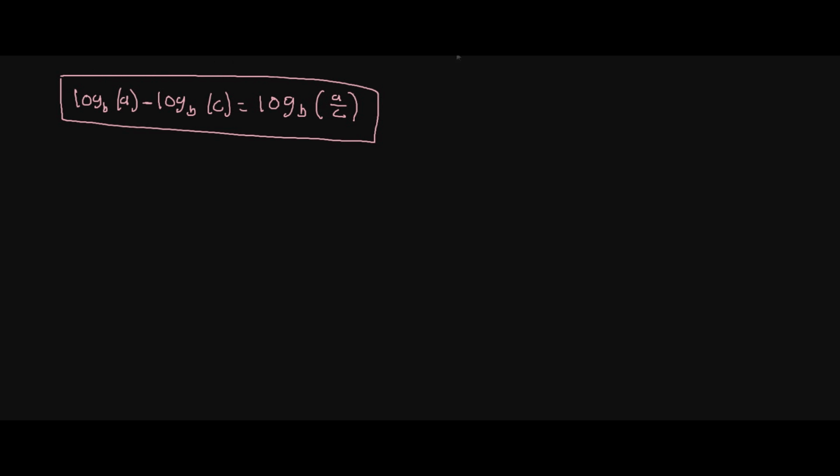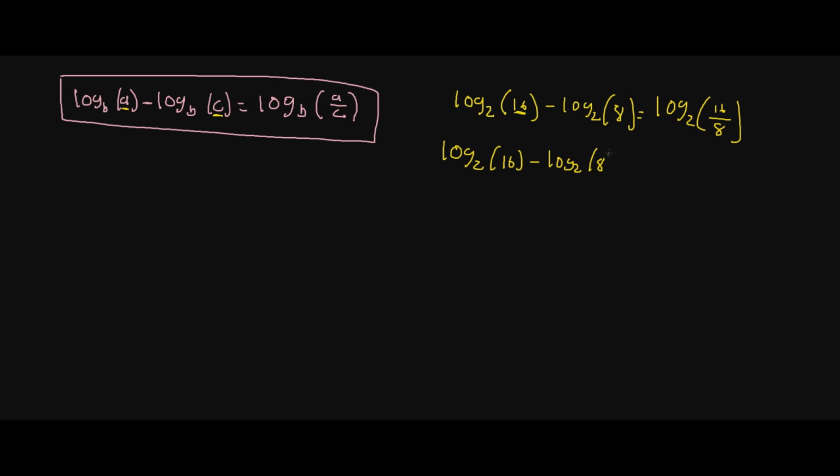All right, let me just show you an example of why this property works the way it does. Let's write log base, I like working with 2, of 16 minus log base 2 of, let's say, 8. According to our equation, we take the a divided by the c, since it's a minus sign. So we're going to get log base 2 of 16, oops, I almost put a plus sign, minus log base 2 of 8 is equal to log base 2 of 16 divided by 8, which is 2.